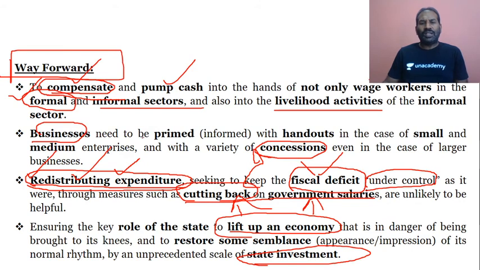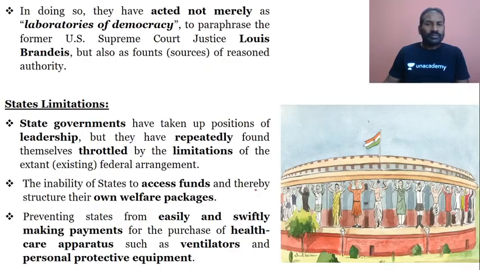And then the way forward, that is the measures we have looked at: pumping money into not just informal sectors but the formal sector, and redistributing the expenditure to make sure that the fiscal deficit is under control. Cutting back government salaries is one of the methods, and also supplying essential commodities through the PDS system. And then the states have the responsibility to pump the money into the economy.